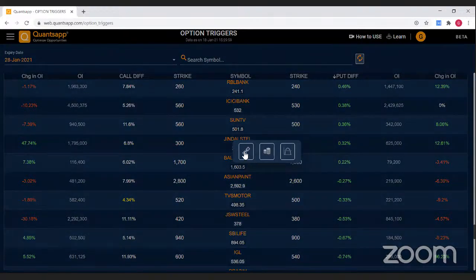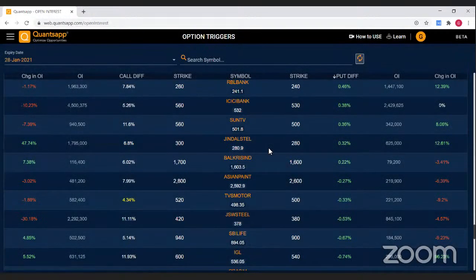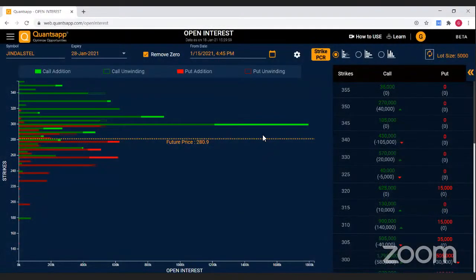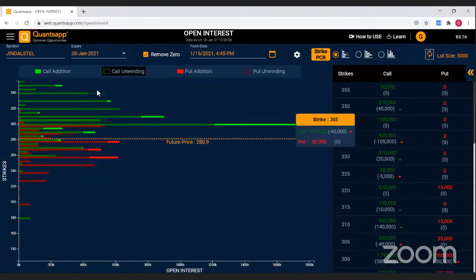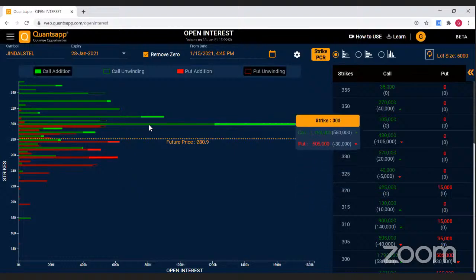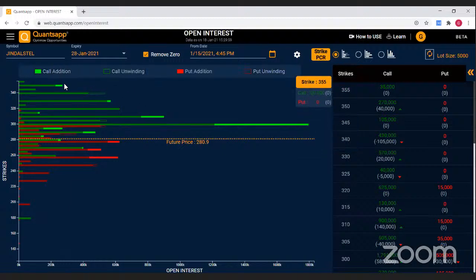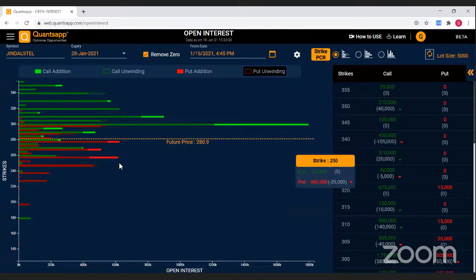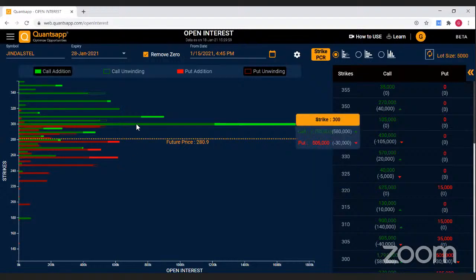So from here, you can also jump to the option chain, open interest, and option gain. So we'll go to the open interest. Going to the open interest, here you can see, this is a new addition which Quantsapp has brought in the open interest. If I want to analyze the whole option chain of any stock or index, I can see how the strikes of that particular stock are doing. So it's giving me a bird's eye view.